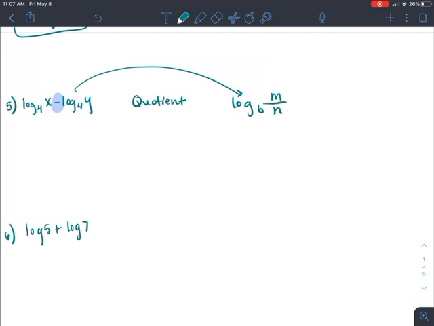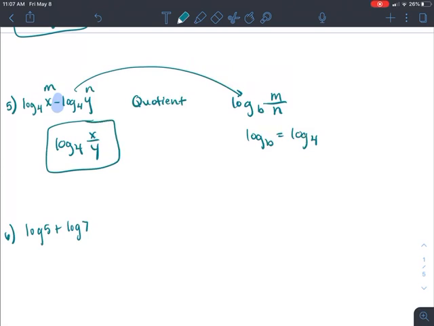So I write this in the form log b, so log b is log 4. That's my log b. And my m is x and n is y, so I get x over y. And that is your answer.